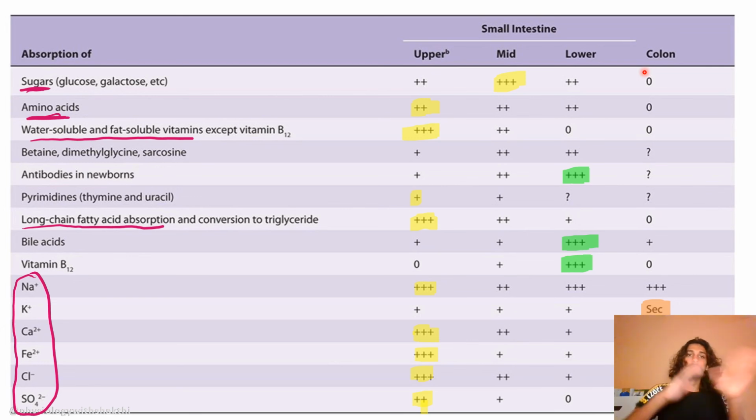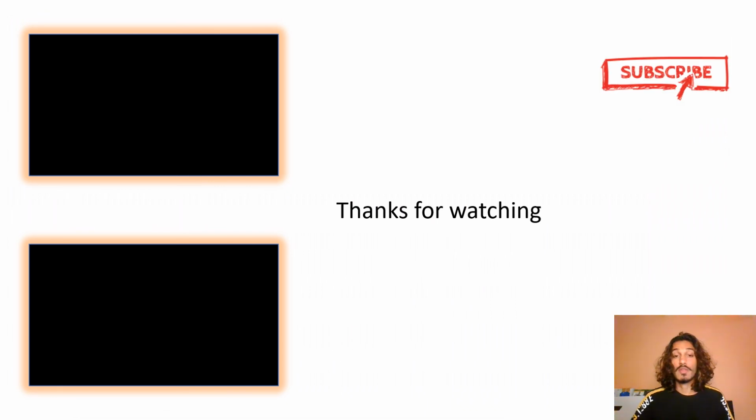Sodium and potassium are always going to be opposite. The sodium potassium ATPase results in increased potassium inside, so that is a mechanism where potassium eventually gets secreted. This happens in the colon. I hope you understood this.